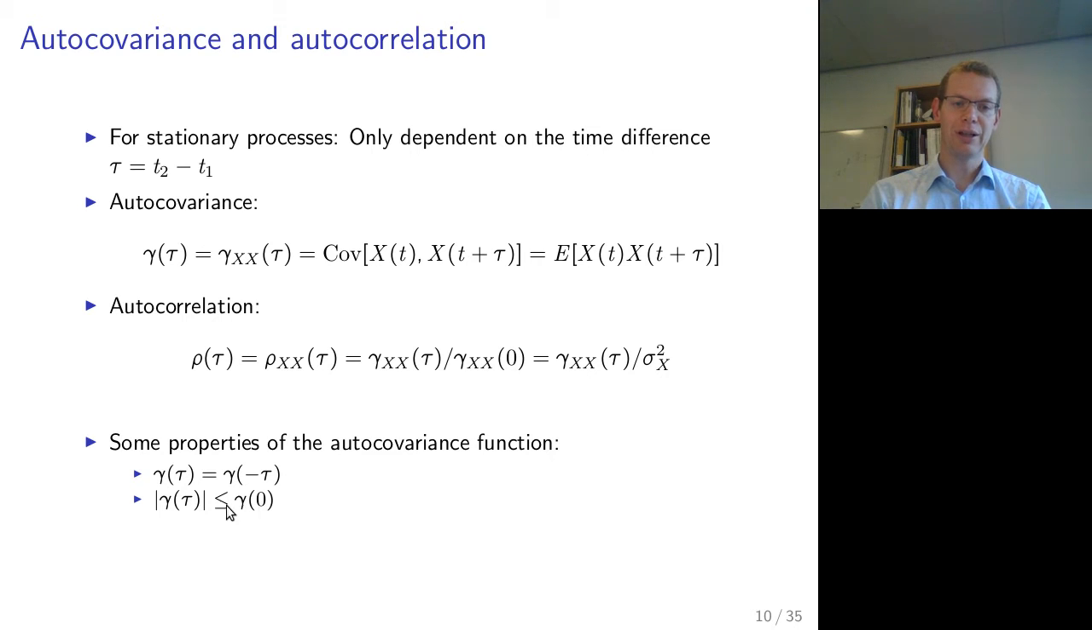Another thing is that the absolute value of gamma of tau is always less than or equal to gamma of 0. The easy way to say that that has to be true is if, say, gamma of tau is greater than gamma of 0, which is the variance, well, then the correlation would be greater than 1, which per definition is not. So that is the intuitive reason why that works.